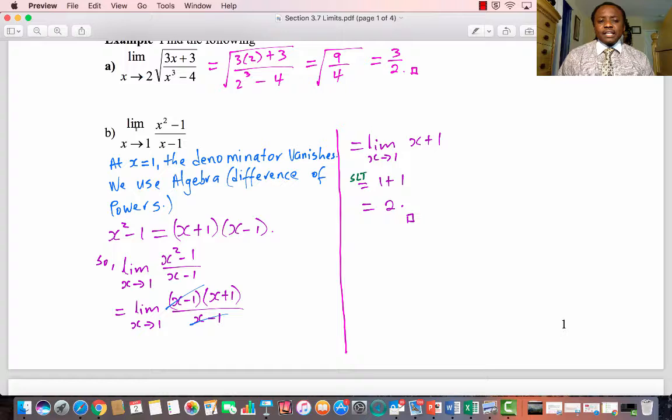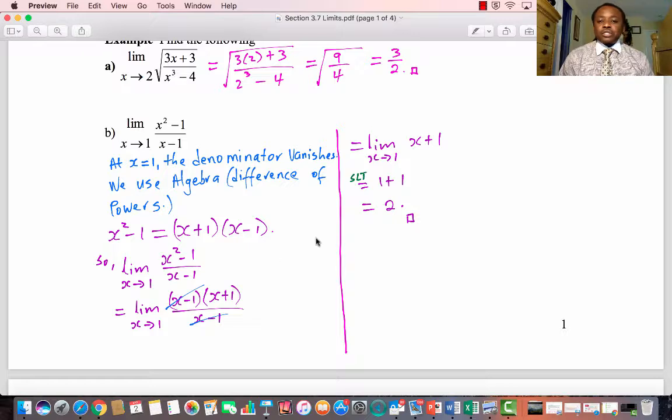Example 2. Find the limit as x approaches 1 of the function x squared minus 1 divided by x minus 1. So we attempt to substitute 1 for x in f of x and quickly realize that the denominator vanishes. So there is a problem. But what to do? Algebra. Difference of powers formula. x squared minus 1 is the same as x plus 1 times x minus 1. So we substitute this for x squared minus 1 and cancel off x minus 1 over x minus 1. We're left with x plus 1.